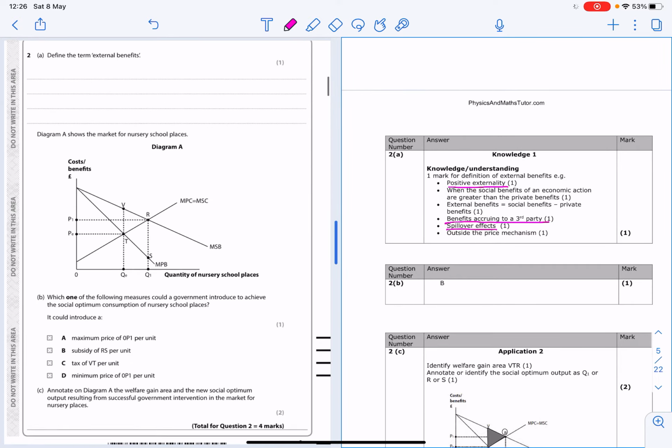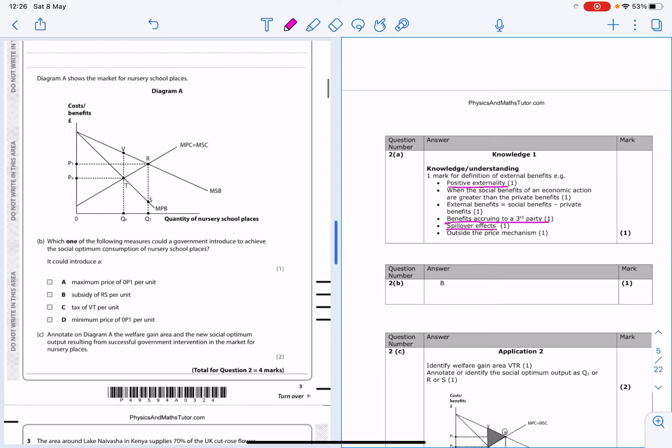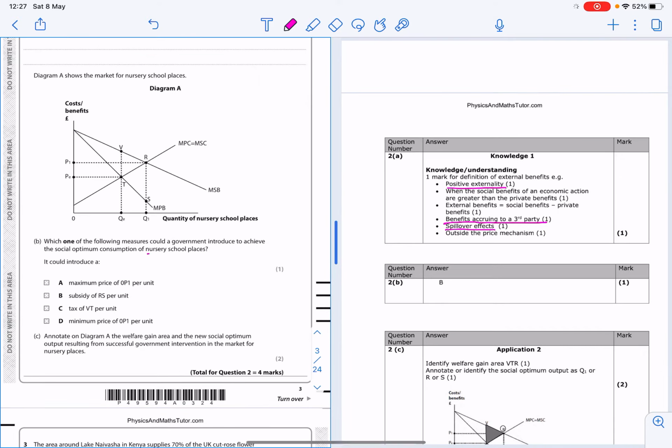Right, the next one is one of these slightly confusing diagrams, and this is quite a difficult question. So let's talk about what it's showing first of all. Which one of the following measures could a government introduce to achieve the social optimum consumption of a nursery school place? So education, we know, is something that has positive externalities. So we're wanting to increase the consumption of that. So the first thing we need to look at is where we are in the free market. So if we had no government intervention and we were left to our own devices, where would we consume?